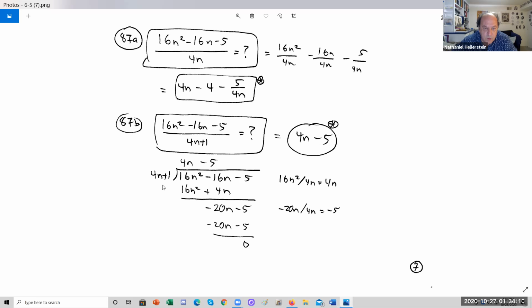Leading terms of minus 20n and 4n, the ratio is negative 5 into the quotient. Negative 5 times 4n plus 1 is minus 20n minus 5. Subtract, 0 remainder, so the ratio will just be the quotient, 4n minus 5. You can see that these are pretty close, the same 4n, but here's a minus 4 minus 5 over 4n. Here's a plain old minus 5.